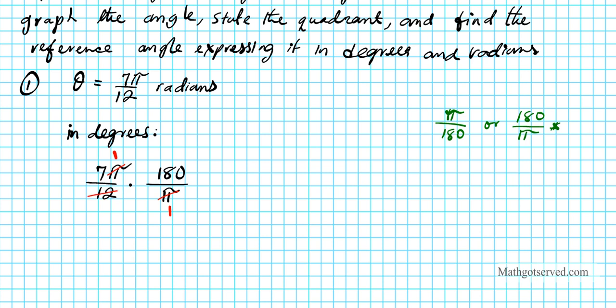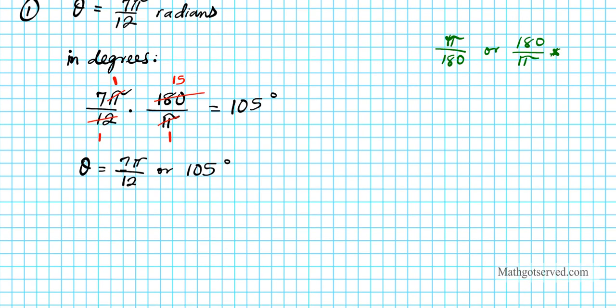12 goes into itself once. 12 goes into 180 15 times. 7 times 15 is 105 degrees. All right, so theta equals 7 pi over 12 or 105 degrees. So there goes our first answer, expressing the angle in degree and radian form. Next, we're going to go ahead and graph 105 degrees. So this is a positive angle, so we're going to be going in a counterclockwise rotation.